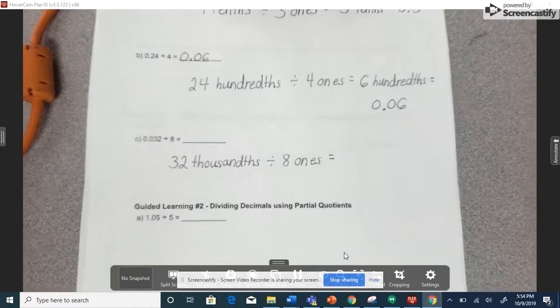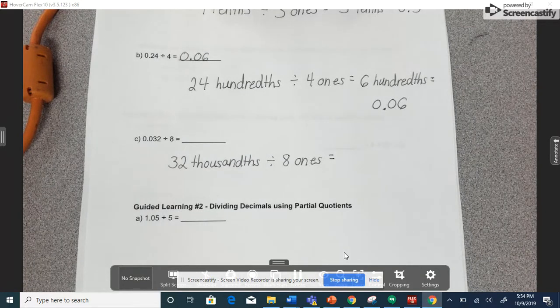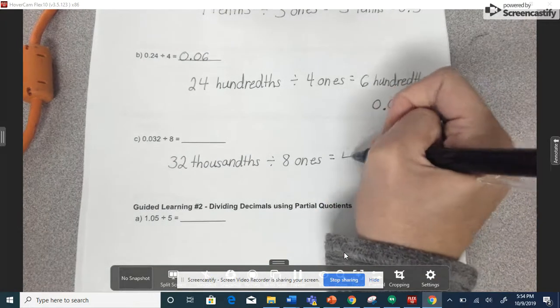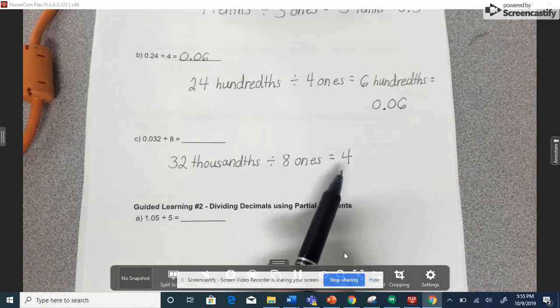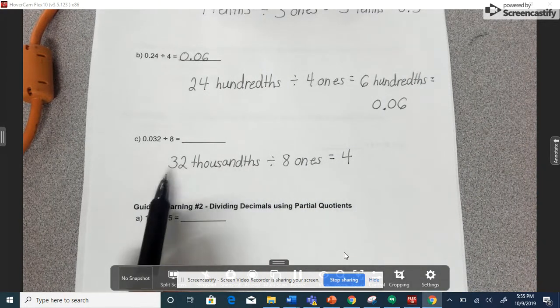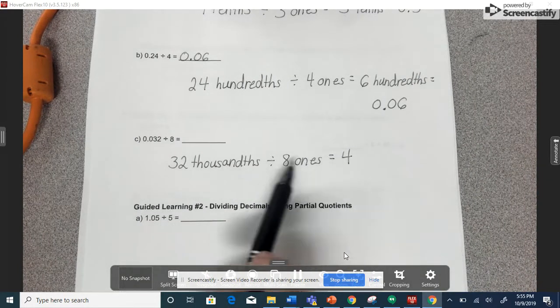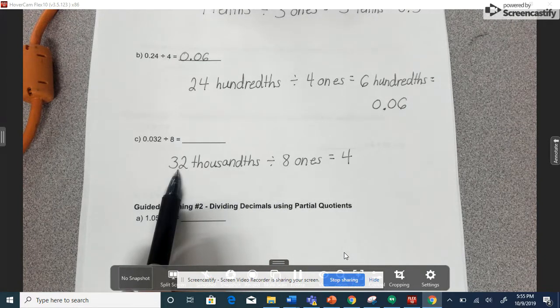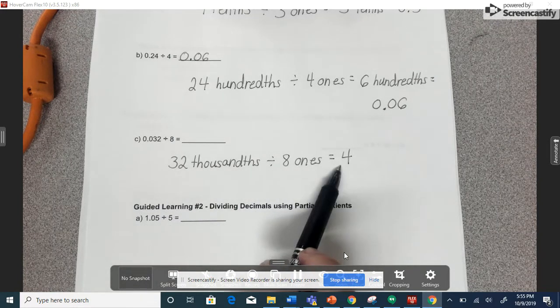Start by dividing the numbers. 32 divided by 8 is 4. If I don't know that off the top of my head, remember you can think, what do I multiply by 8 to get to 32? 4 times 8 is 32, so that means 32 divided by 8 is 4.